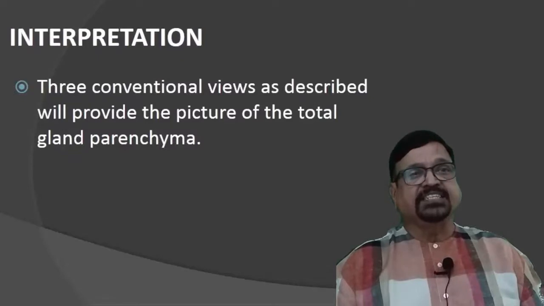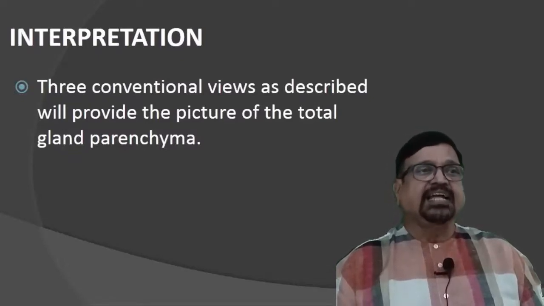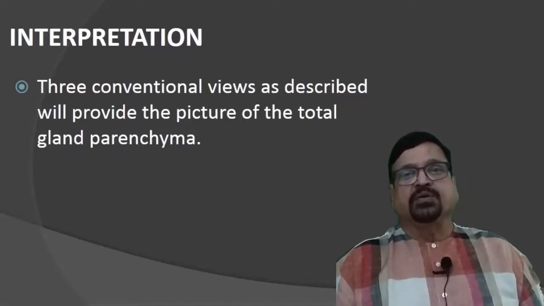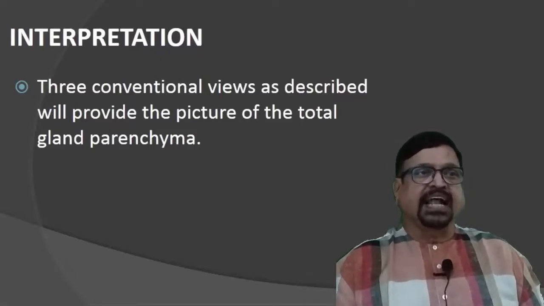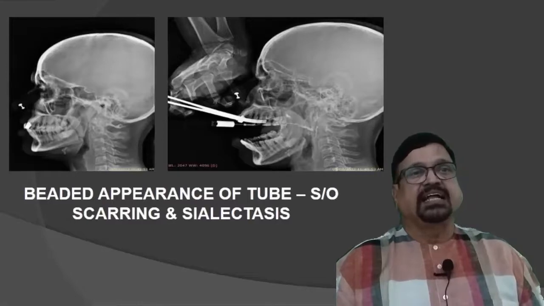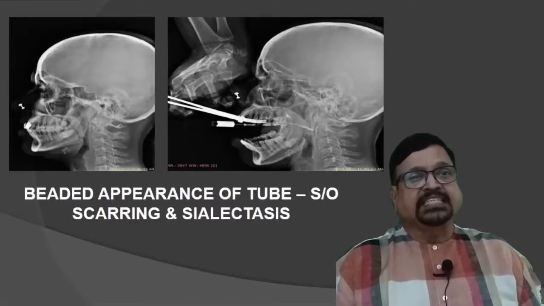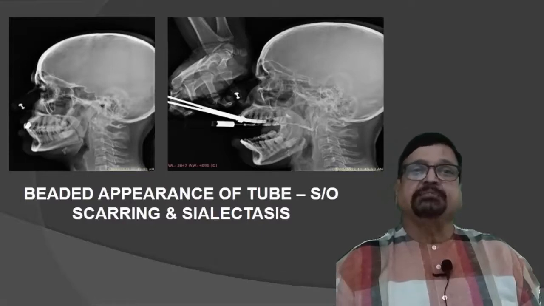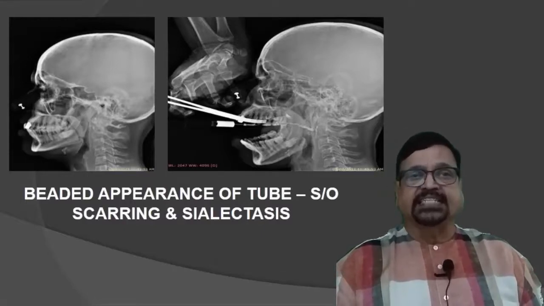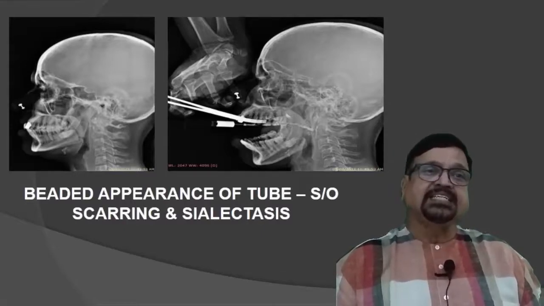Now, there are three conventional views as described, and the pictures are provided, and they give a good anatomy of the gland. Lateral. Now see here, you can see the parotid duct. Not only is it segmentally dilated, but it also has a beaded appearance. This is usually suggestive of a partial stricture or sialostasis. Sialostasis is stasis of contrast, and partial scarring is what you are seeing in the sialography. This is the main indication for sialography.